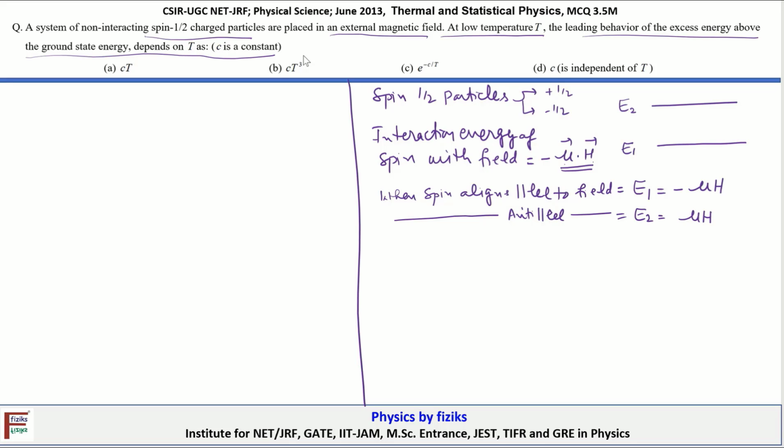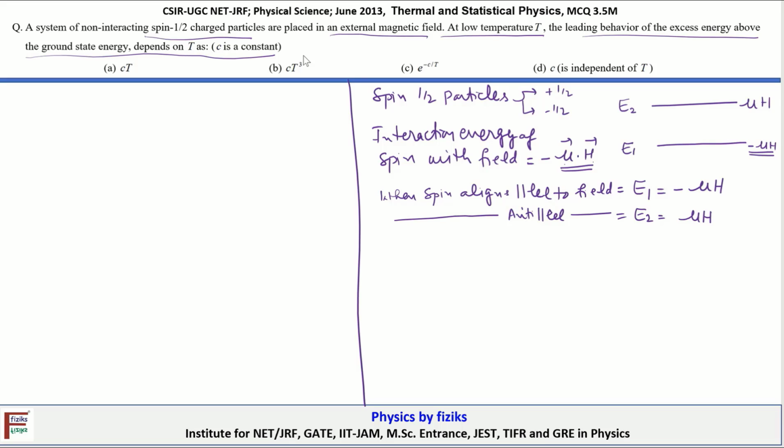Okay, we will label these as minus mu H and mu H, so therefore the ground state energy is minus mu H here. Now since we have to find the excess energy above the ground state energy, we have to look for the expression for the average energy of this system, and that we can do by first taking a look at the partition function. Let's see how we will proceed.